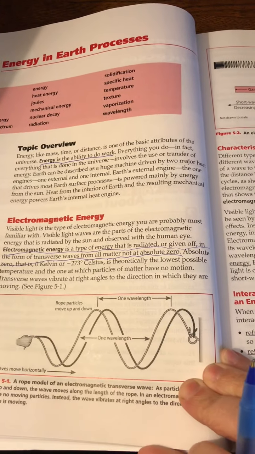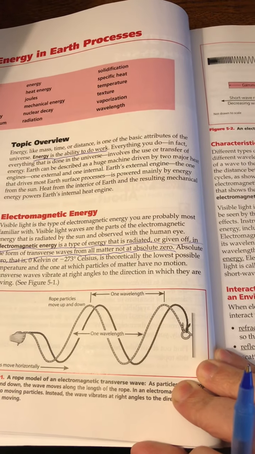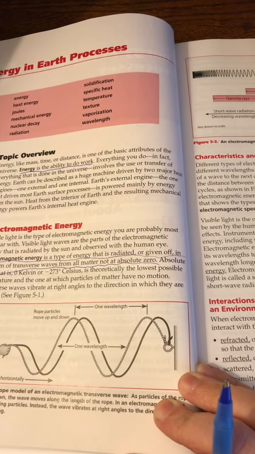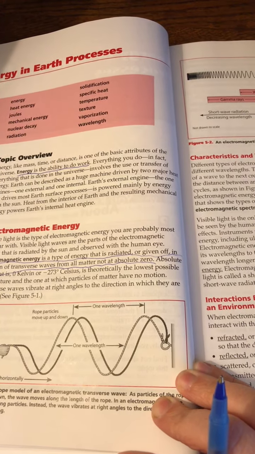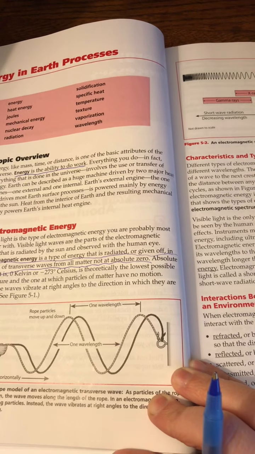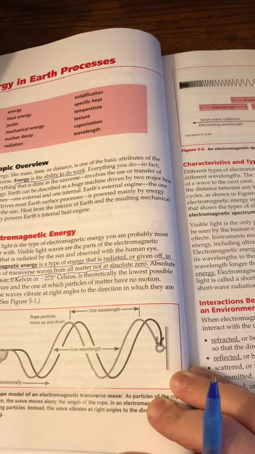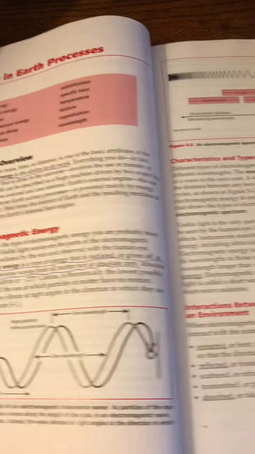Absolute zero, that is 0 Kelvin or negative 273 degrees Celsius, is theoretically the lowest possible temperature and the one at which particles of matter have no motion. Transverse waves vibrate at right angles to the direction in which they are moving.